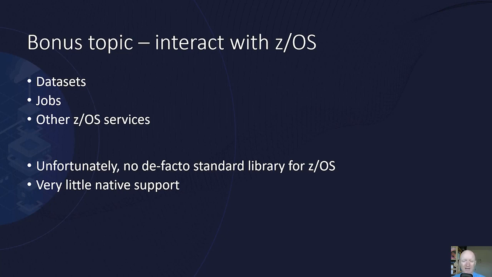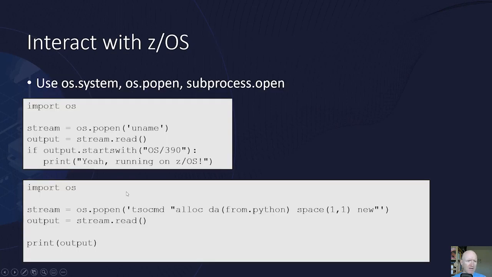z/OS services. Unfortunately, there's not really any de facto standard library for z/OS for Python, and there's very little native support for interacting with the mainframe. But there are a few modules that are available. So there's the OS module, which basically runs a command in a shell. You can do things like this. So you can run uname and then read the output from running uname and check for things from that output.